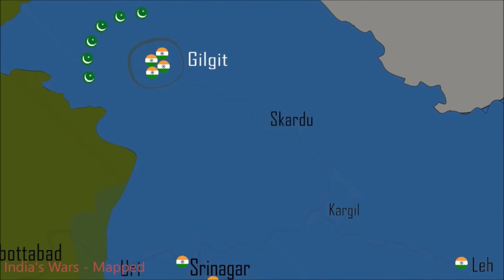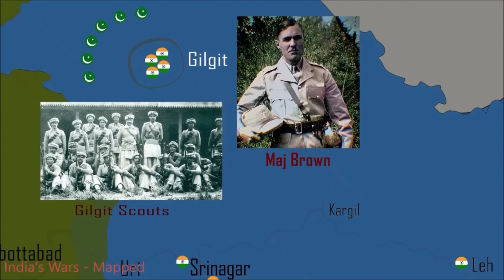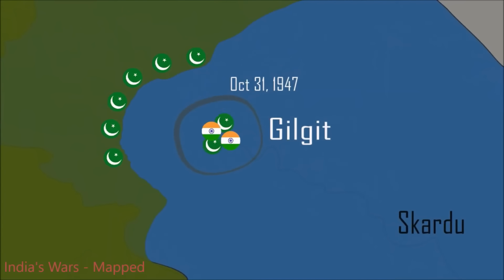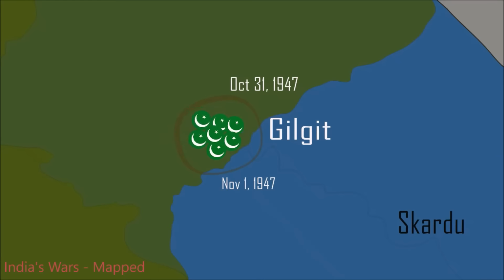But there were problems brewing within the ranks of his troops as they were planning to do a coup and take Gilgit by force. The planners of the coup were soldiers from the Gilgit Scouts and were led by 2 British officers, Major Brown and Captain Matheson. At midnight of October 31st, 1947, the conspirators massacred the pro-India troops and surrounded the governor's residence. There were some guards within the residence who fought back, but the governor had to surrender the next morning, November 1st, 1947. Gilgit was taken on that day.